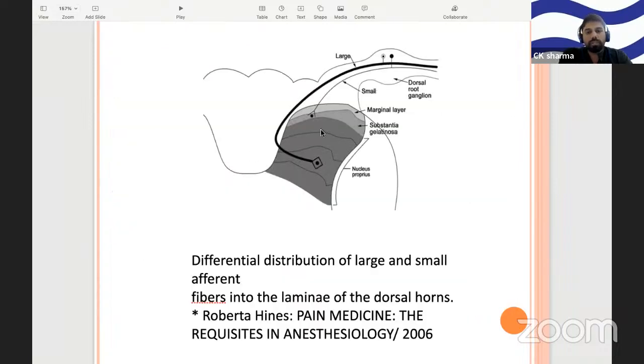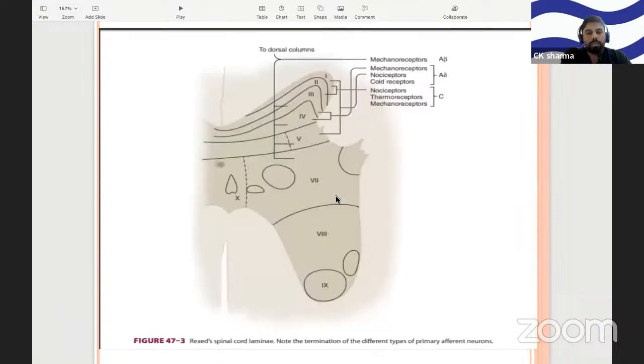So this is the differential distribution of large and small afferent fibers into laminae of the dorsal horn. Over here we can see first is the marginal layer, then there's the substantia gelatinosa, and then we have the nucleus proprius. And now we come to the laminae. We have laminae from 1 to 10, but our major laminae of concern are 1st to 6th.